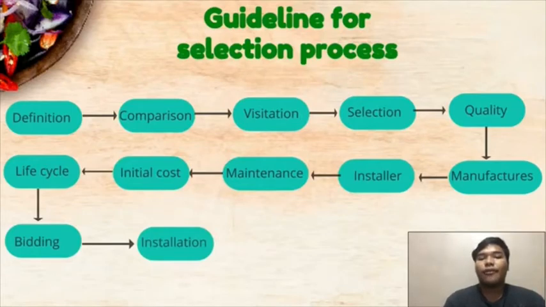Next, you have to find a company to install your product. And next, you have to find a company to maintain your product. And next, you have to calculate the initial cost of the product. Next, you have to know the life cycle of the product, which means you have to know whether this product is durable or not. Next, you have to open bidding to other companies, and the other companies will buy from you, and they will install your product.